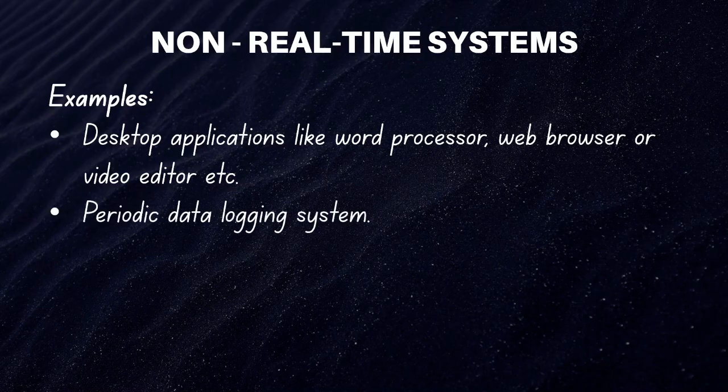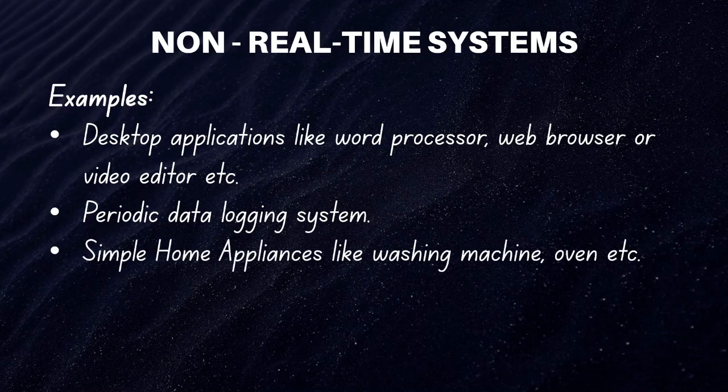A periodic data logging system logs the data periodically for analysis and storage purposes. There would not be a precise timeline to take the data, or there would be irregular log intervals, but it should be fine as long as it logs at some intervals. Similarly, home appliances like a washing machine or oven also come under this category because proper washing, drying can happen without any time constraint. They are not designed by keeping time in focus to get the desired level of washing or cooking. So that's all about real-time and non-real-time systems.